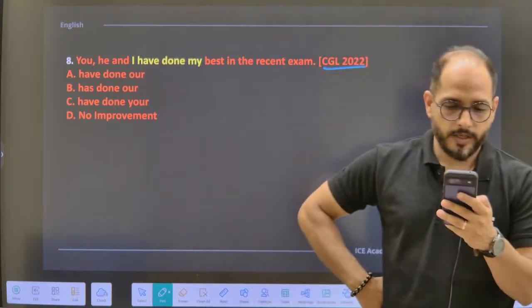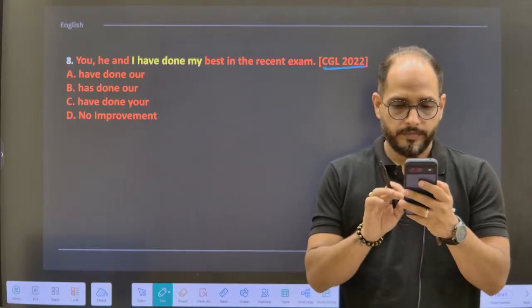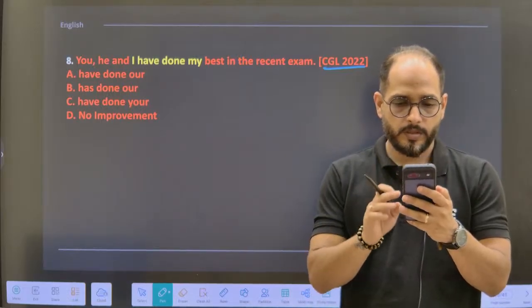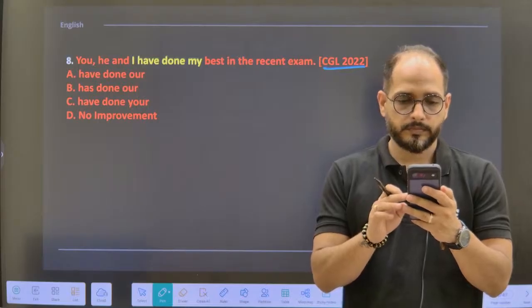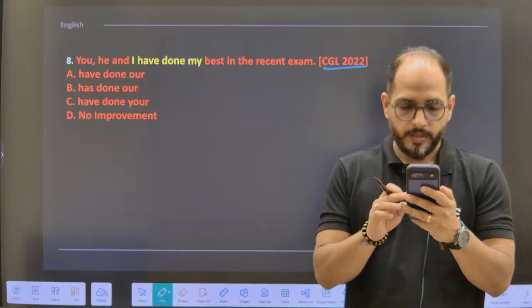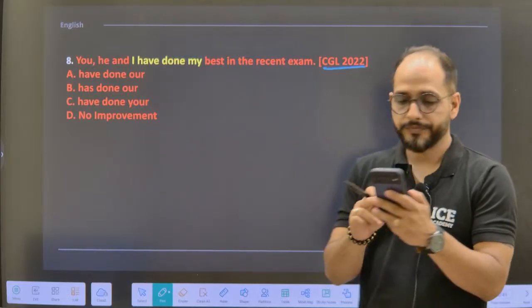আনসার আসছে না কেন? আনসার আসুক। Very good, very good. Yes.